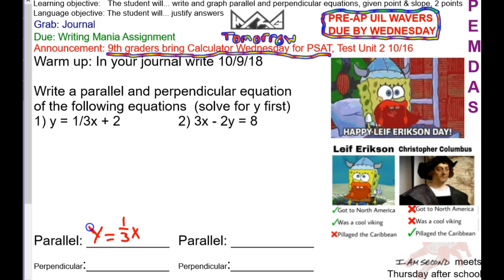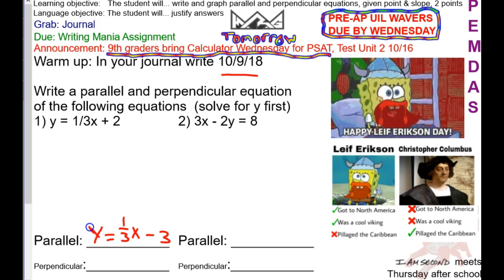1 over 3x. I can change the plus 2 to minus 2. I could change it to minus 3. I could change it to plus 5. It doesn't matter. There are many right answers, but there's one wrong answer. Actually, there's a couple wrong answers. Nonetheless, you just don't use plus 2 again. Okay? Something has to change, and it's the b. You have to change it for parallel. Parallel, that's the one change. Different y-intercept.